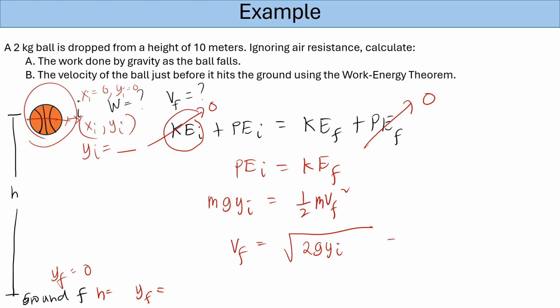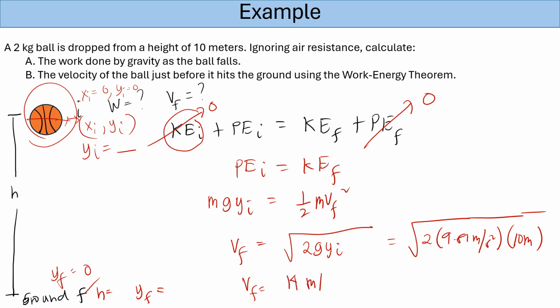Following this one, this will be square root of 2 times 9.81 meter per second squared times the 10 meters. So the velocity of the ball when it reaches this part here will be equal to 14 meter per second.